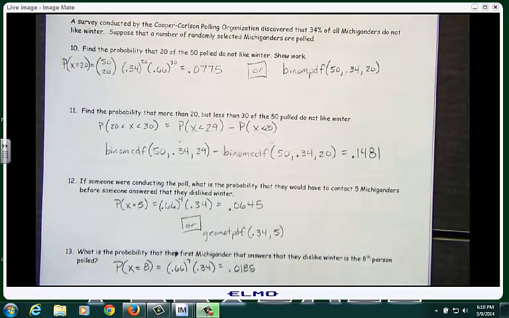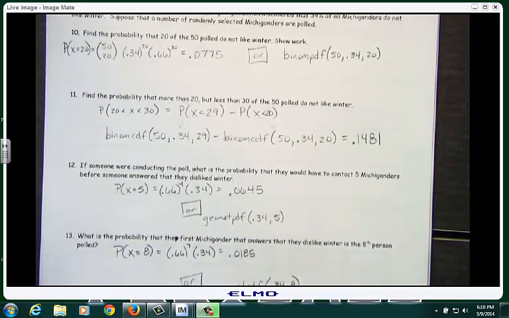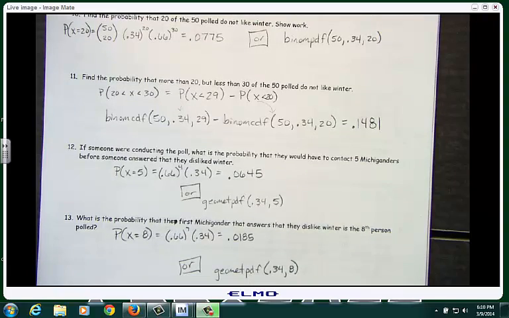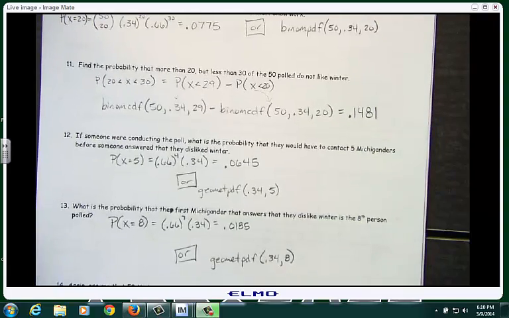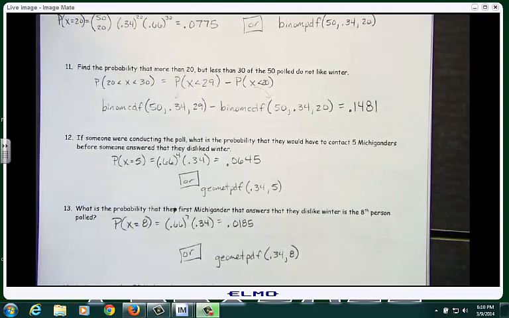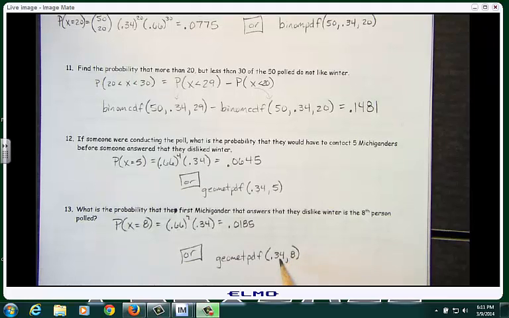What is the probability that the first Michigander that answers that they dislike winter is the 8th person polled? Very similar to the previous problem. We're just going to calculate until x is equal to 8. That means the first 7 people actually like winter until you finally get to the 8th person that dislikes it. Similarly as before, you could enter this into your calculator using geometPDF of the percentage, 0.34, and then this being the first trial that this happened.